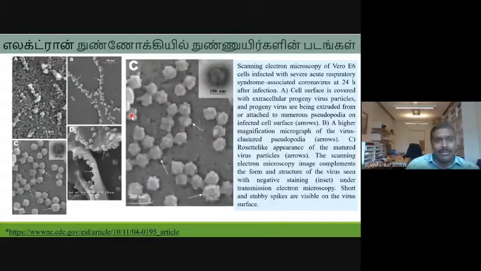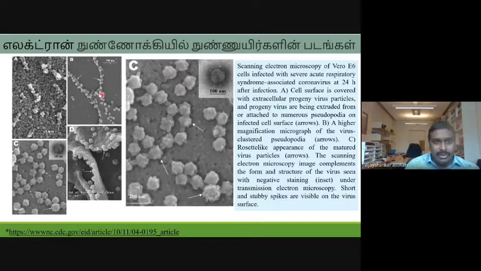This is another virus image, which was imaged in scanning electron microscopy. That's Vero E6 cells infected with severe acute respiratory syndrome, which is more or less similar to what coronavirus can make. That's an acute respiratory syndrome imaged at 24 hours after infection. The cell surface is covered with extracellular progeny virus particles, and the progeny virus are being extruded from or attached to numerous pseudopodia on the infected cell surface.